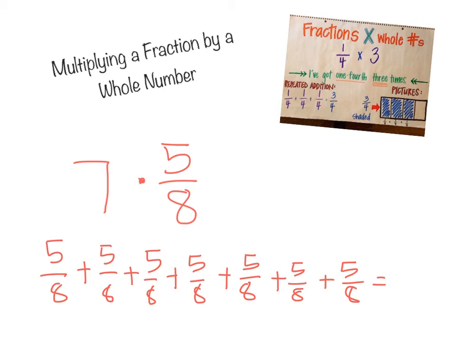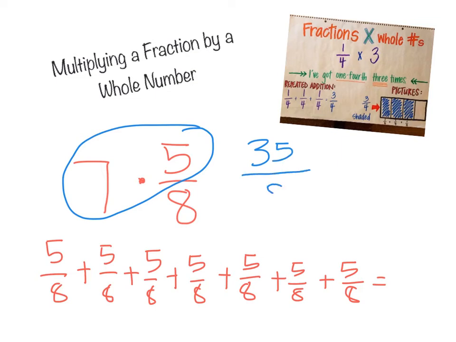We can actually multiply the numerators together. We can actually multiply the whole number, which is the 7, with the 5. So I'm actually going to multiply 7 times 5, and 7 times 5 equals 35. And then again, my denominator stays the same. So now, boys and girls, I would like to change this into a mixed number.